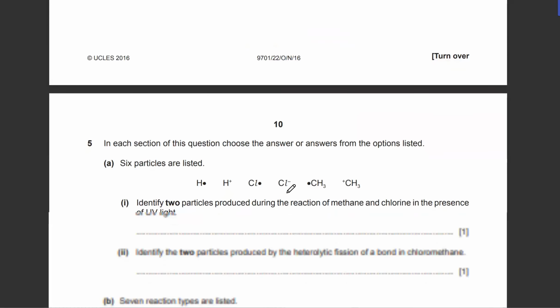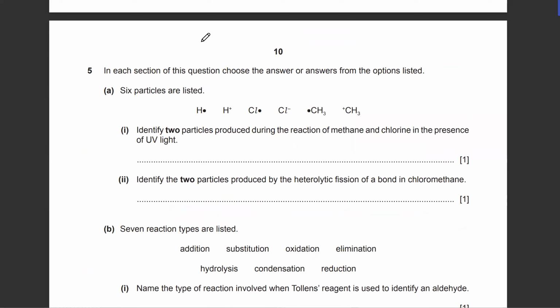Okay, the next one is about radicals. It has 6 particles. Identify 2 particles produced during the reaction mechanism of methane and chlorine in the presence of UV light. So these two are formed: Cl radicals, and you get CH3 radicals. What was the mechanism? The first step, the Cl2 would break homolytically, right, and that would produce two radicals. Is that clear? What happens after that?